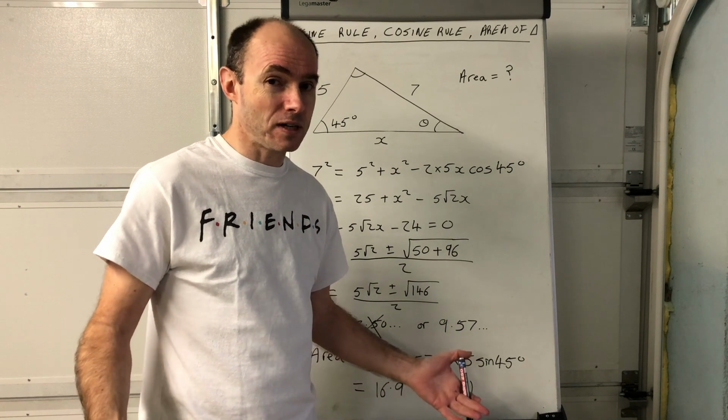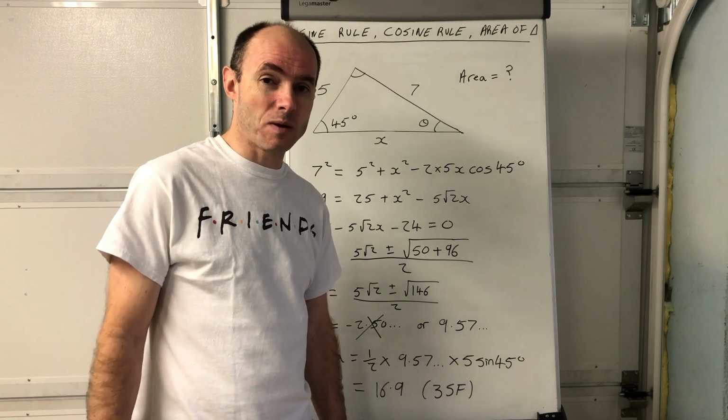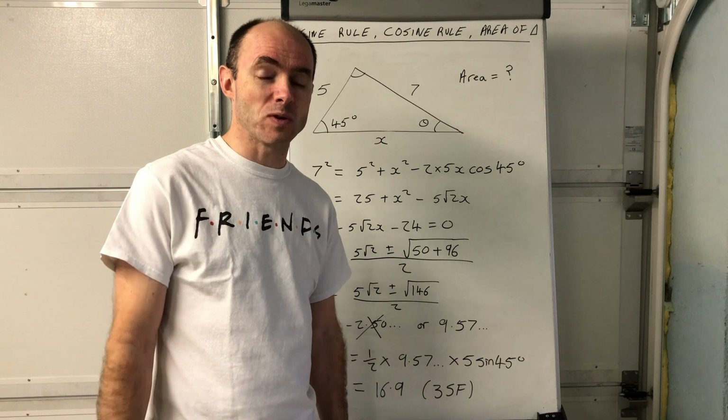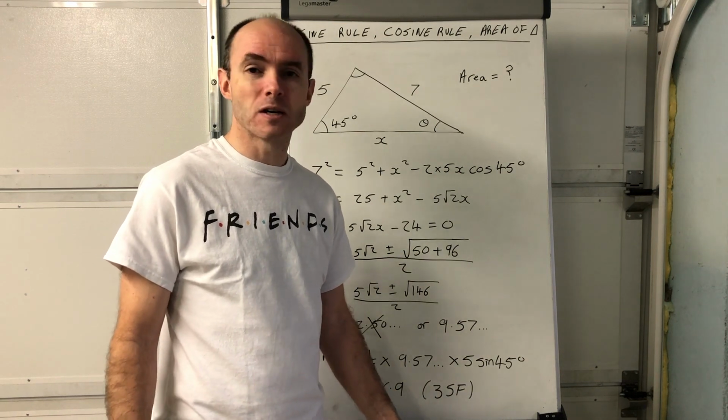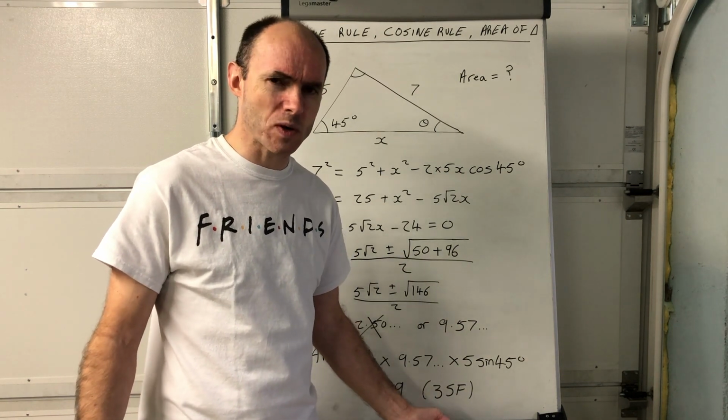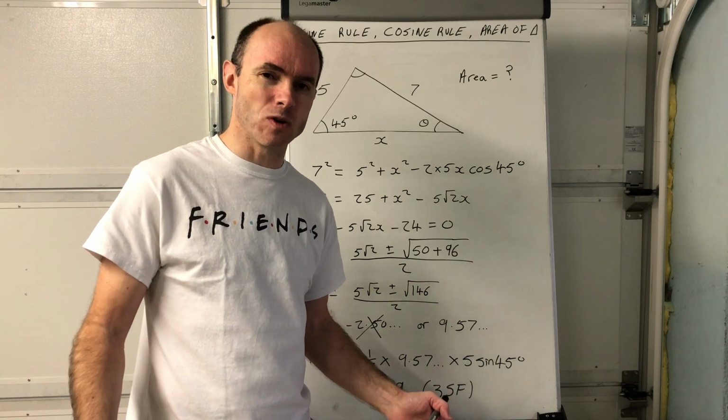That's it for now. I don't need to do any more examples because I've covered all of them: sine rule, cosine rule, area of a triangle. It's now up to you to just work through some more questions. The more questions you work through, the better at it you're going to be.